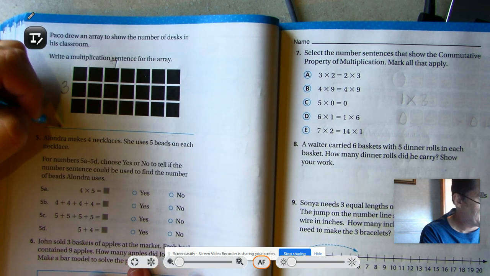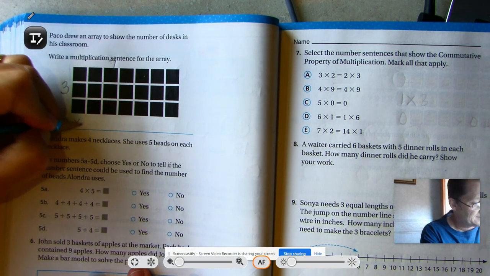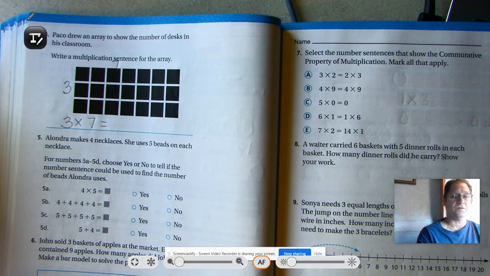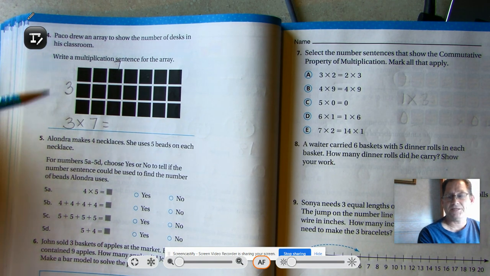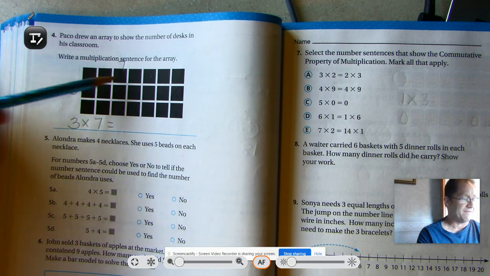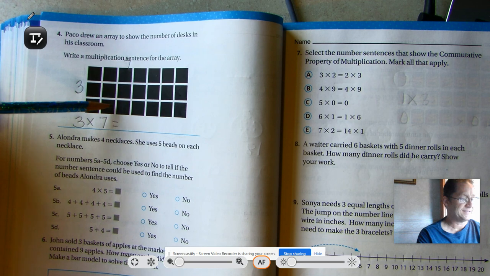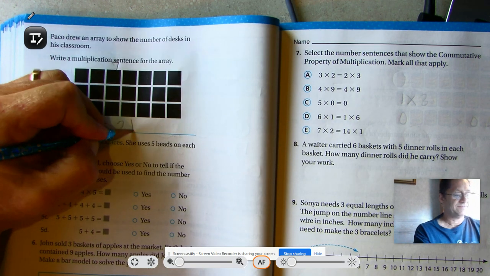So write a multiplication sentence. 3 rows of desks, 7 desks in each row, and how much does that equal? So 3 times 7, if we know what that multiplication fact is, we can write that. If not, we can skip count. 7 plus 7 is 14. 15, 16, 17, 18, 19, 20, 21. So 3 times 7, 21.